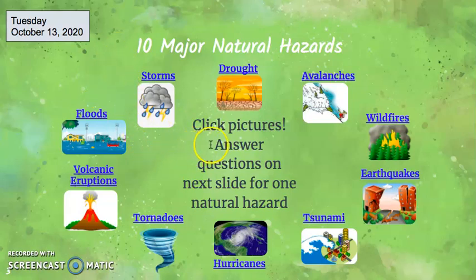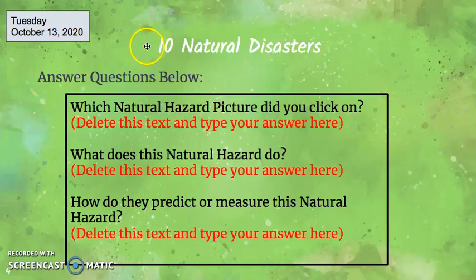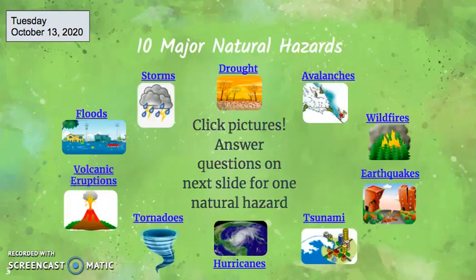Click pictures, answer questions on next slide for natural hazard. What does the next slide look like? Looks like this. 10 natural disasters. Answer questions below. So we want to answer 3 different questions, and we have an option of 10 different natural hazards that we could learn about. Sorry, I keep almost saying natural disaster when I mean natural hazard, and I know I'm going to make that mistake.